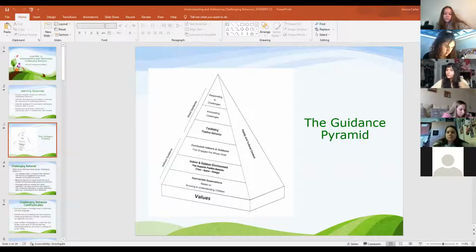But at the very top of the pyramid, responding to challenges, that is where this work that we're talking about now comes into play. It's kind of a last resort when you've got all these other pieces in place and you've tried facilitating with positive redirection, you've tried to anticipate and be prepared for the challenges, but then the challenges still happen, right? Because we're working with young children. We know this. So how do we respond?